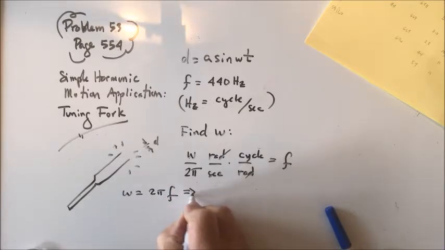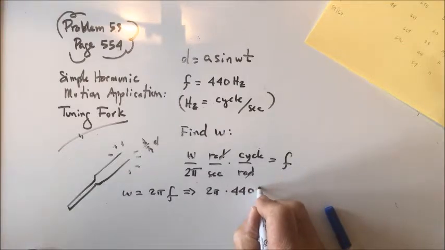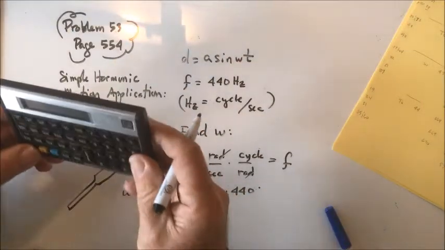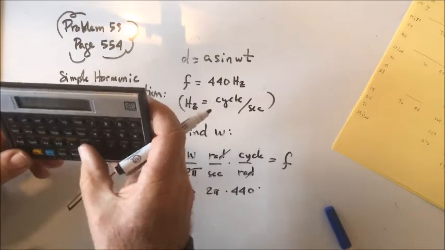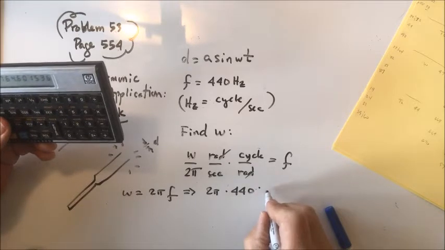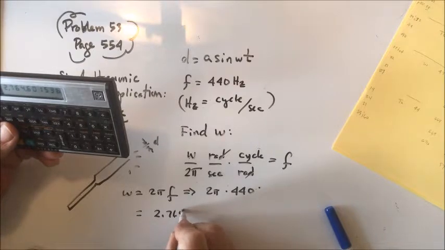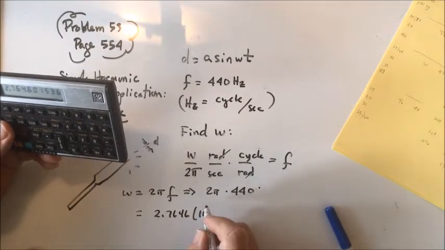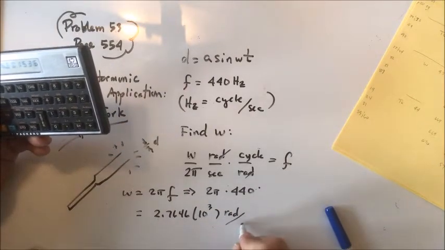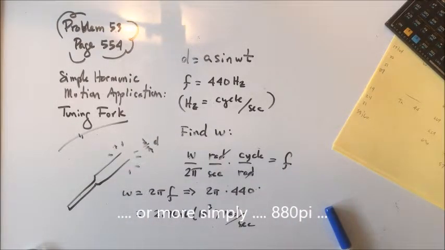In this case, it's 2 pi times 440 cycles per second, and so omega is going to turn out to be 2.7646 times 10 to the third radians per second. Yep. A lot of radians whipping around there.